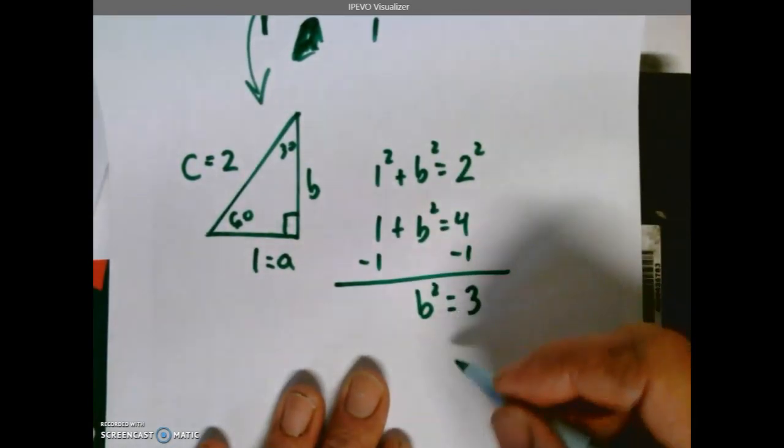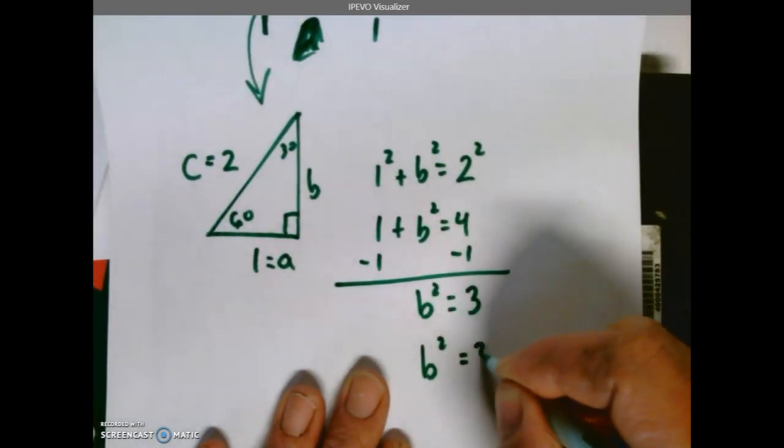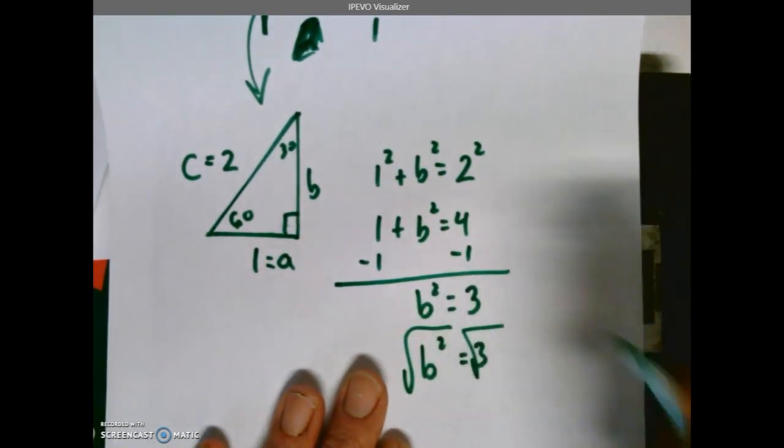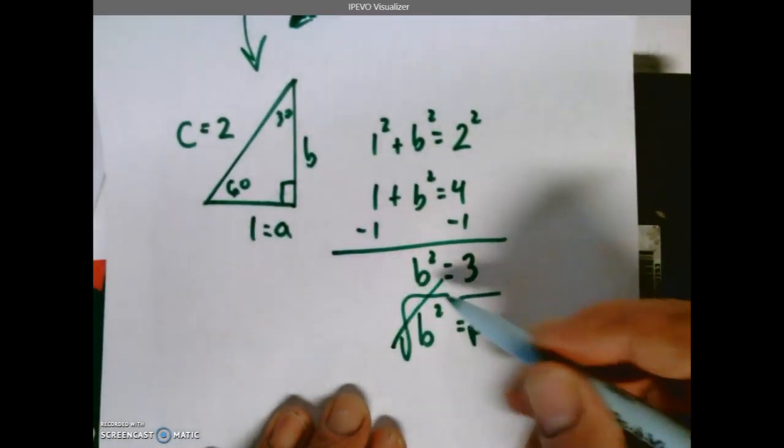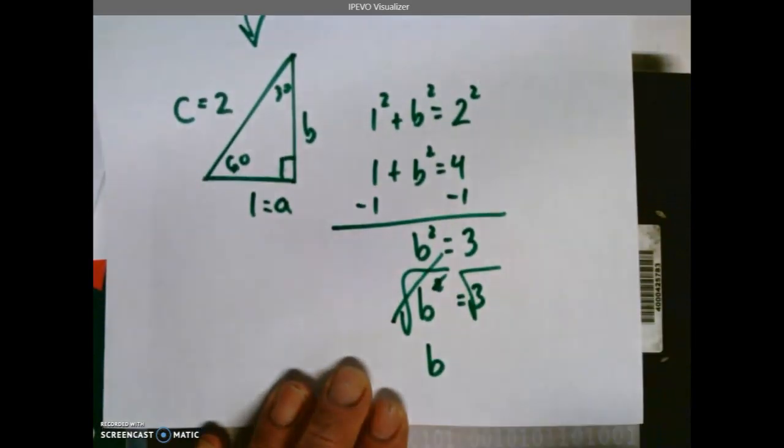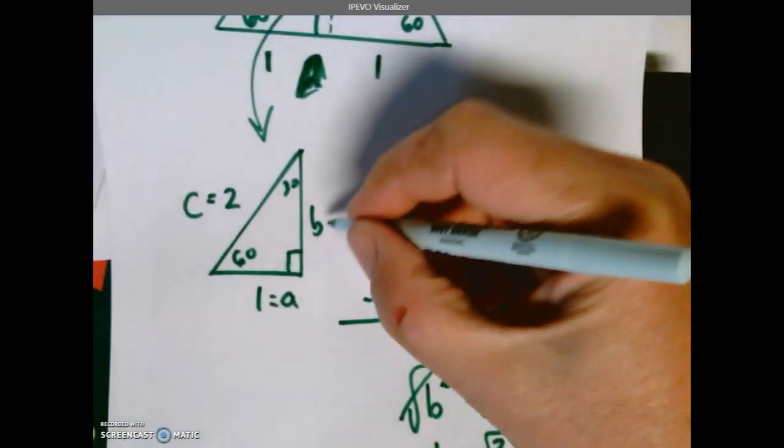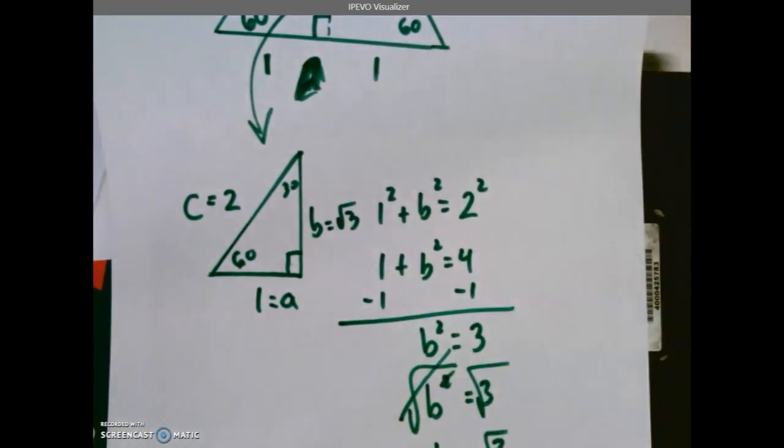We don't want B squared. We want B. So we now have to take the square root of both sides. The square root and the square cancel. B itself is the square root of 3. So that's where we get this weird square root of 3 from.